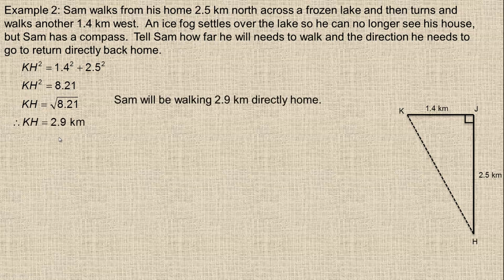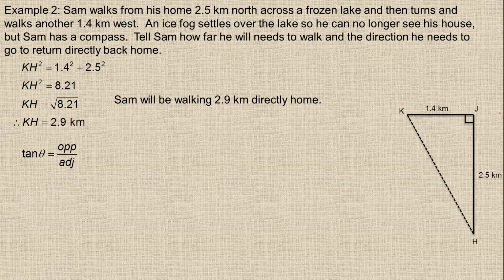So that's how far he needs to walk home. Now we need to tell him a direction, and we do need some trigonometry for that. The direction, of course, on the diagram, is along this dotted line, but you can't say, well, walk along the dotted line, Sam. So what we're going to do is find this angle here. And I guess I did the tan there a little bit prematurely.